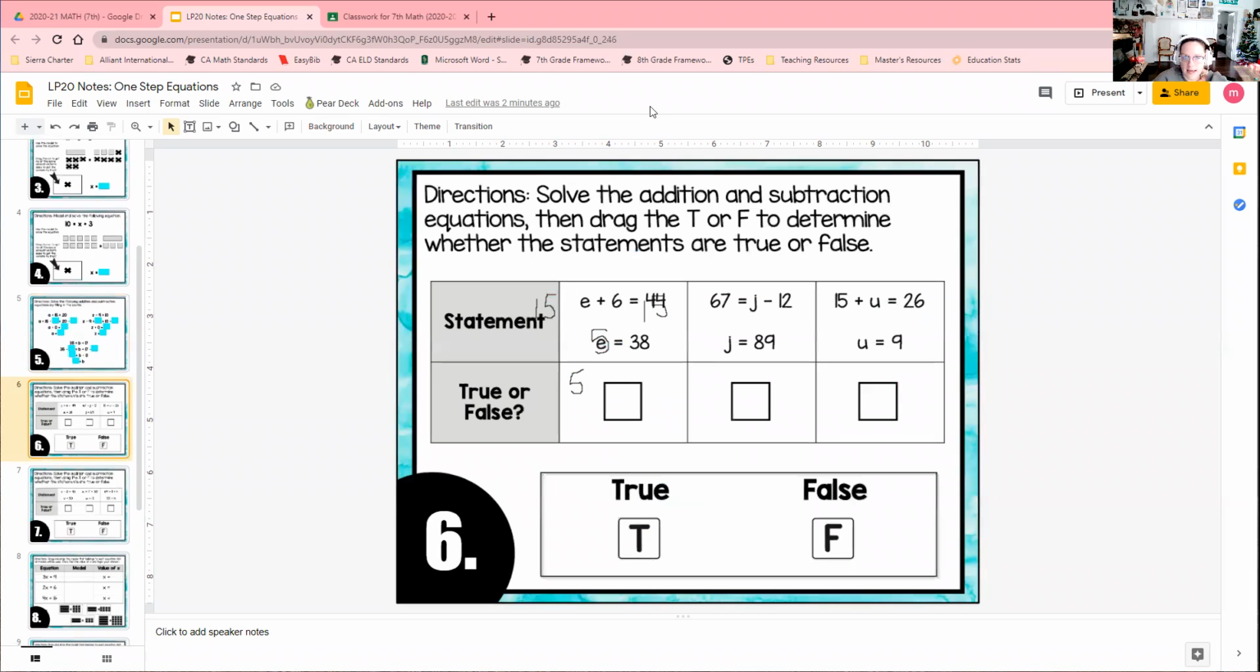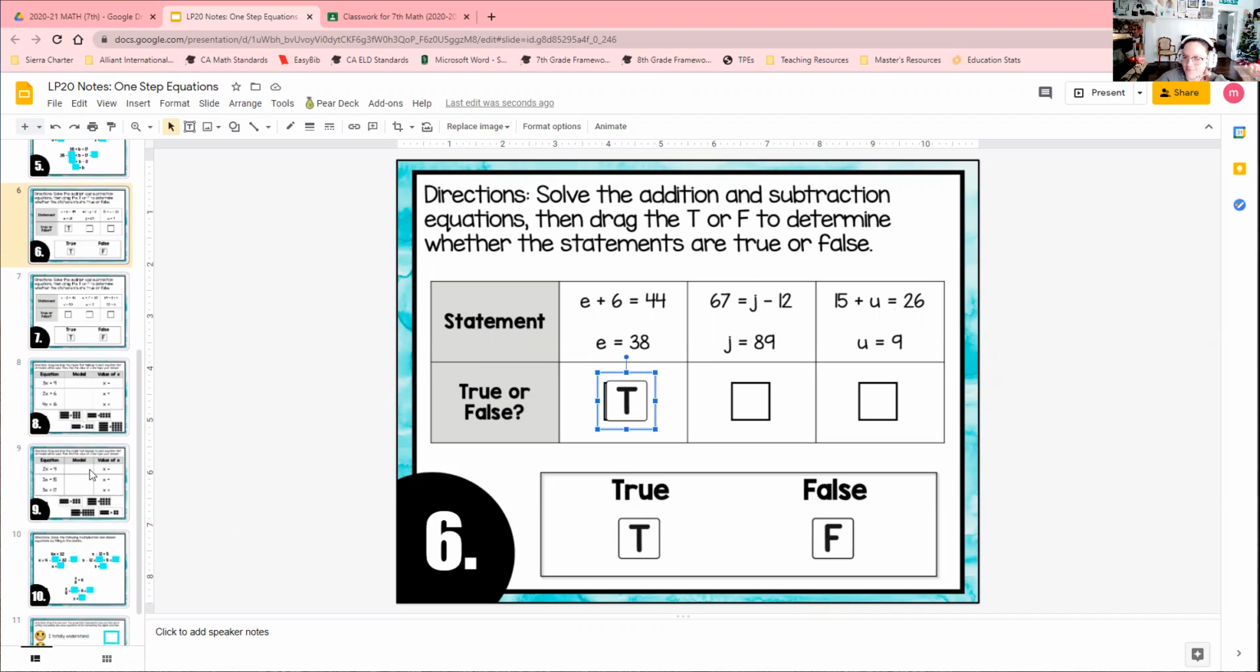Page 6 and 7 have you doing true false statements. So what you want to do is look at the problem. For example, e plus 6 equals 44. If I cancel my 6 on both sides, so we're going to check and see if they got it. 44 minus 6 does in fact give us 38, which means I'm going to drag this true to the box because that answer is true. Okay, solve the rest of these on page 6 and page 7. Determine if they are true or false by dragging the correct answer to the box.